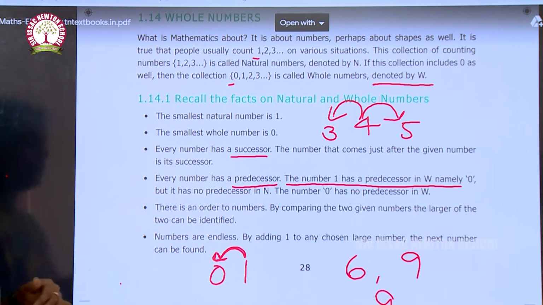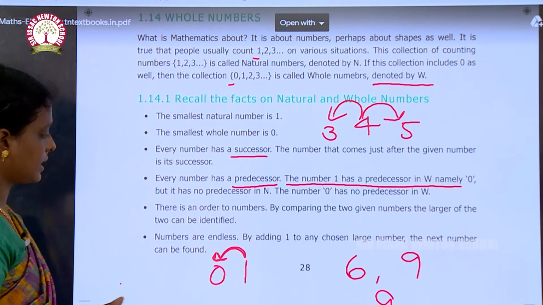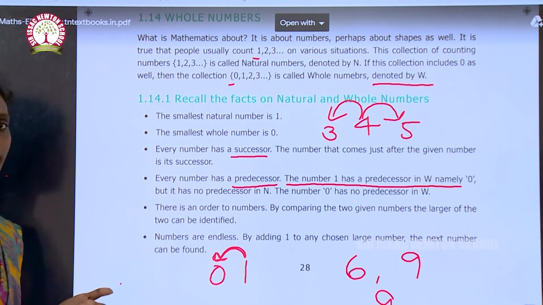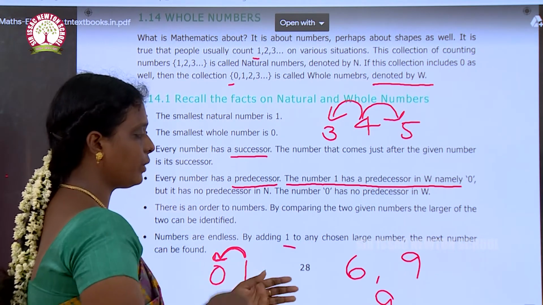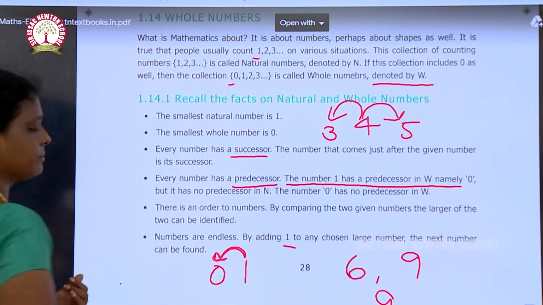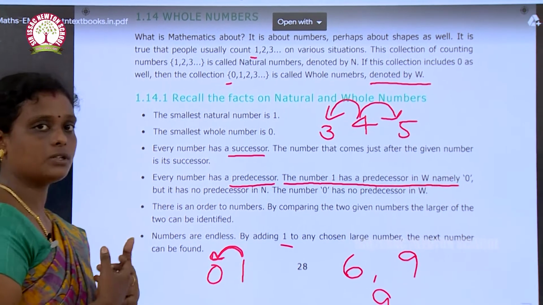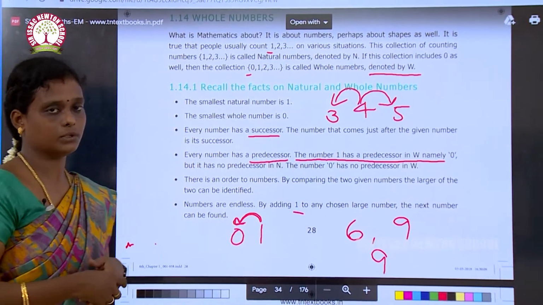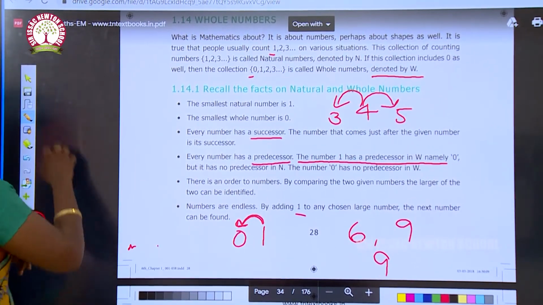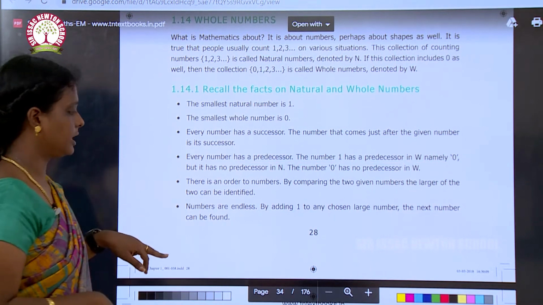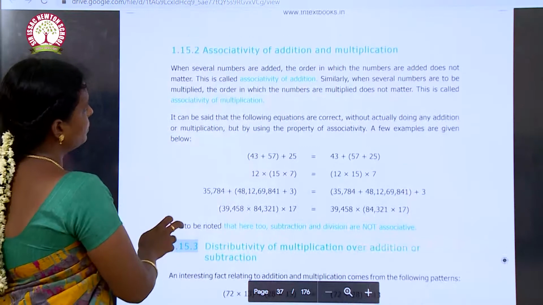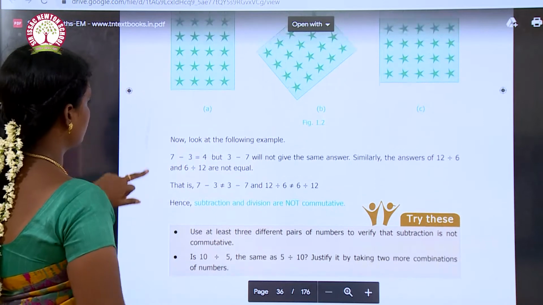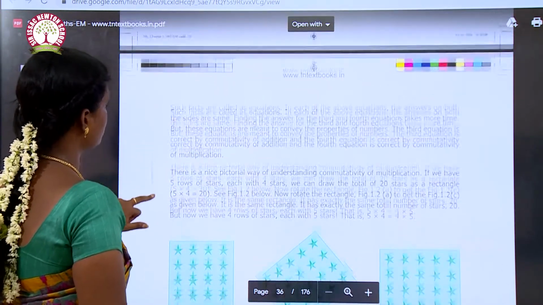This is the last fact: numbers are endless. There is no end to the numbers. By adding 1 to any chosen large number, the next number can be formed. So the numbers are endless. By adding 1 to any number, we can get the next number. Okay. These are all the basic facts about natural numbers and whole numbers, and now we are going to continue the class with the properties of numbers.